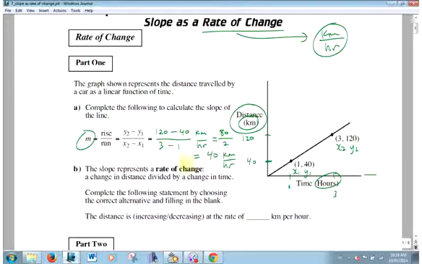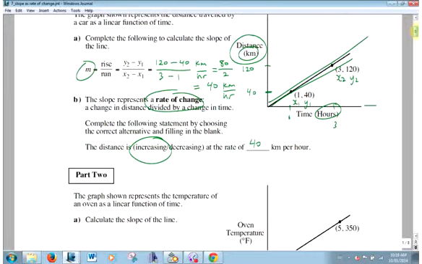Okay? So that's a rate of change. Is it increasing? Yes, it is, because we have a positive slope. It goes up to the right. And what's the rate? 40 kilometers per hour. All right?